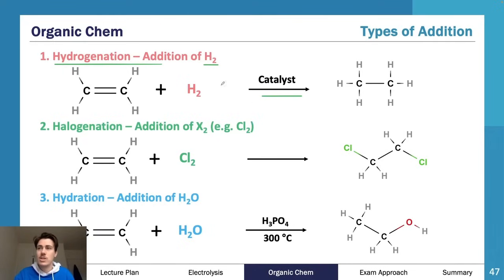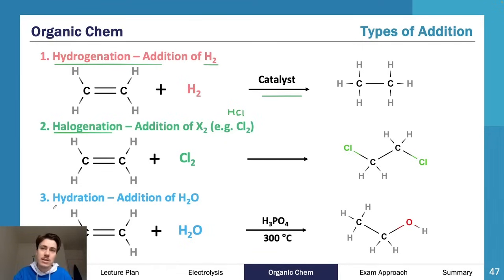Halogenation, so this is the addition of a halogen group. Now you can also add something like HCl, so you can just add one if you want. So you just go, oh, I actually just want to add HCl. I just want one chlorine. You can add HCl instead of Cl2, but you can use both. It doesn't matter which one you do. This is halogenation because you're adding a halogen group.